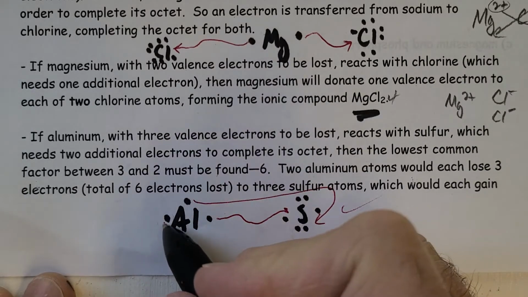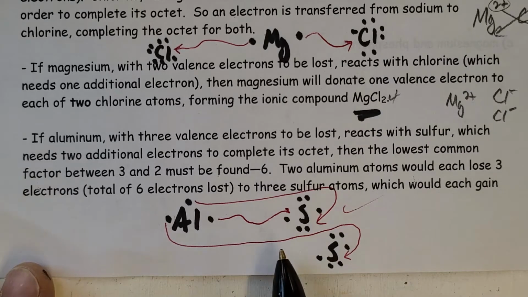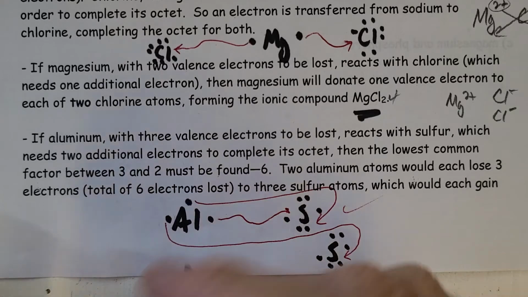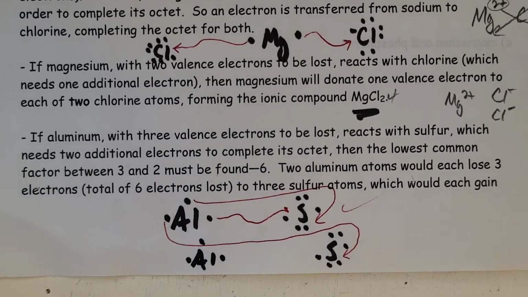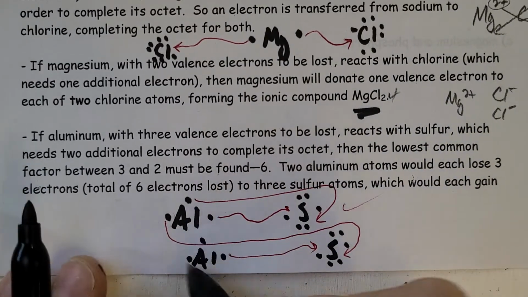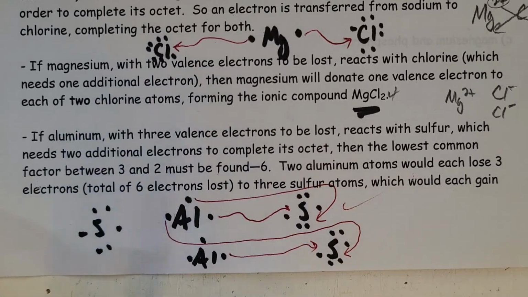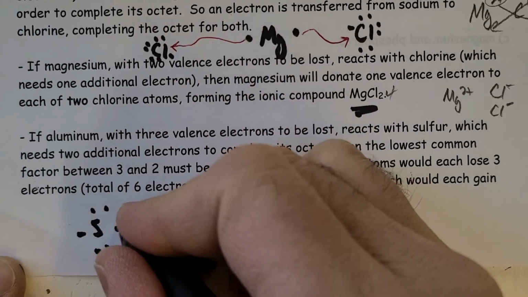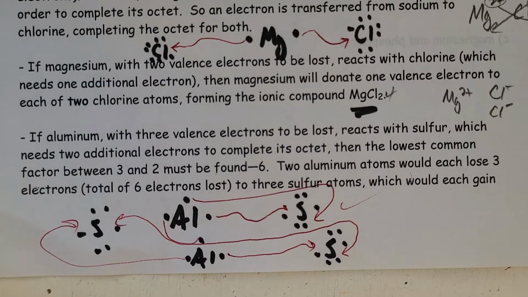And that aluminum gives its electron to here. But no, I need another one. I only have one more with this aluminum, so I could add another aluminum. And there you go, sulfur. But then I have 2 extras here, so I could add another sulfur. Keep going and going and going, right? And there finally it balances out.